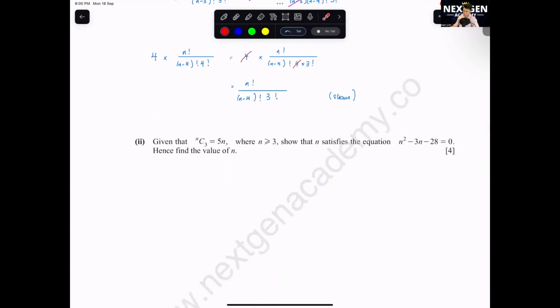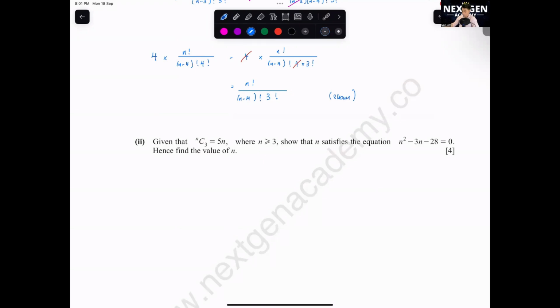Okay, number 2. Given that nC3 equals 5n, where n is more than or equals to 3, show that n satisfies this equation. Hence, find the value of n. Now, what do we need to do? So you go and expand it first. nC3, we look into the above one. How do we simplify it first? n minus 1, n minus 2 over 6. Okay, I know what you did already just now. This bottom one, we are going to do the nC3 equals 5n first, and then you have to look back to the top also.